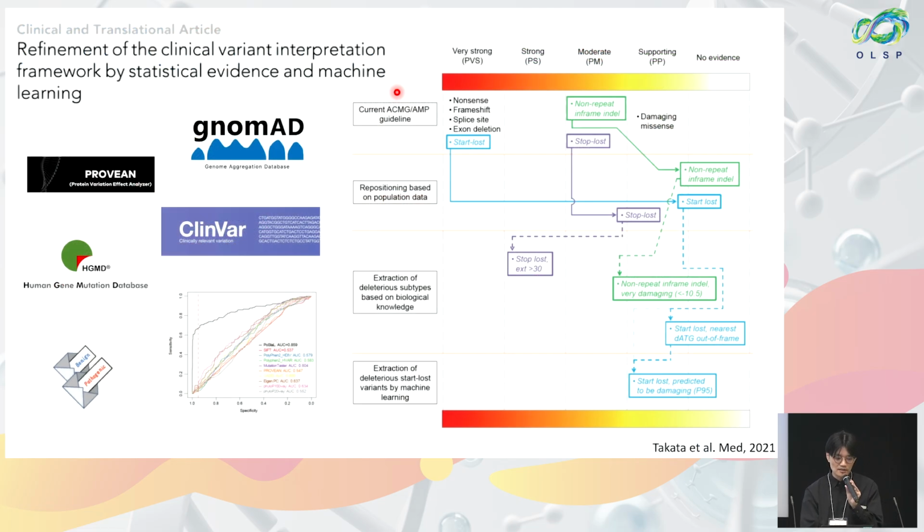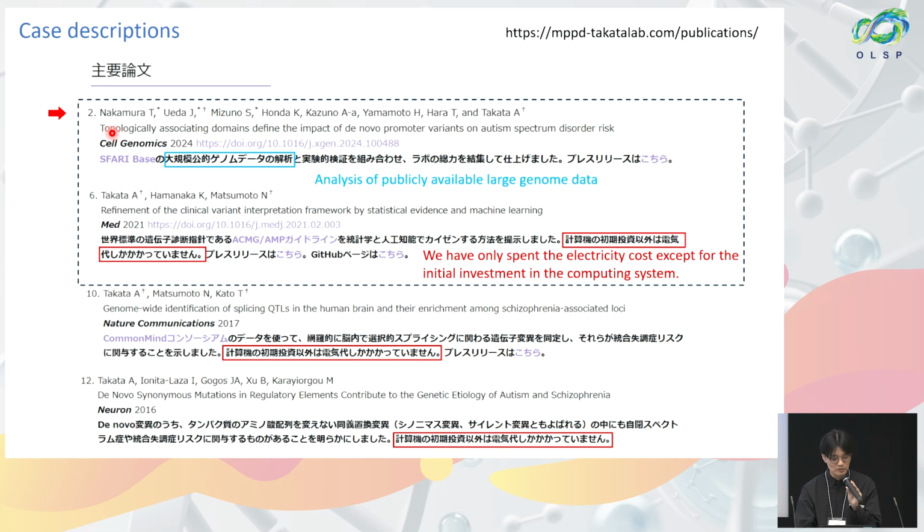So this is a graphical summary. So we utilized various open resources and machine learning approaches. We proposed the way to refine the clinical variant interpretation framework based on statistical evidence and machine learning. So this is case 1. Let's move on to the case 2.